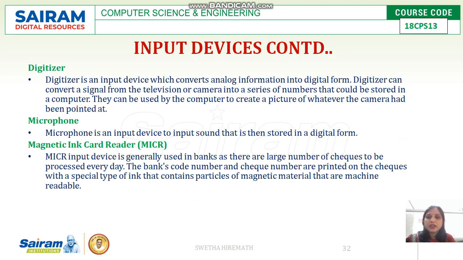The next type of input device is the digitizer. It is an input device which converts analog information into digital information. For example, for signals passed into televisions and cameras, if you want to capture a particular photo or picture, you use the digitizer, and it creates a picture of whatever the camera has been pointed at. A microphone is an input device where sound waves are converted into digital format. Next is the magnetic ink card reader, used for example in banks, where checks are provided by a number of customers who are visiting.